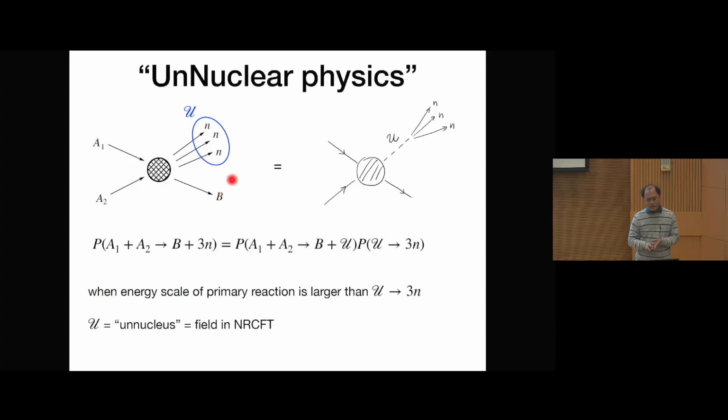Now, suppose we look at the energy of this particle B. Its energy spectrum is continuous, and it has an endpoint. There is a maximum energy. When the energy of B is close to maximum, all the neutrons have to be going in the same direction with the same velocity. And in this kinematic regime, they keep interacting with each other.